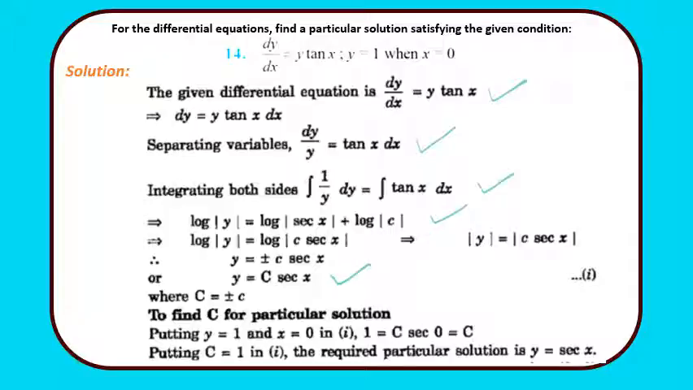Now it is given that when y = 1, x = 0. Putting this value, we get c = 1. So putting c = 1 in the given equation, we get the particular solution as y = sec x. Clear? So pause and note down the solution.